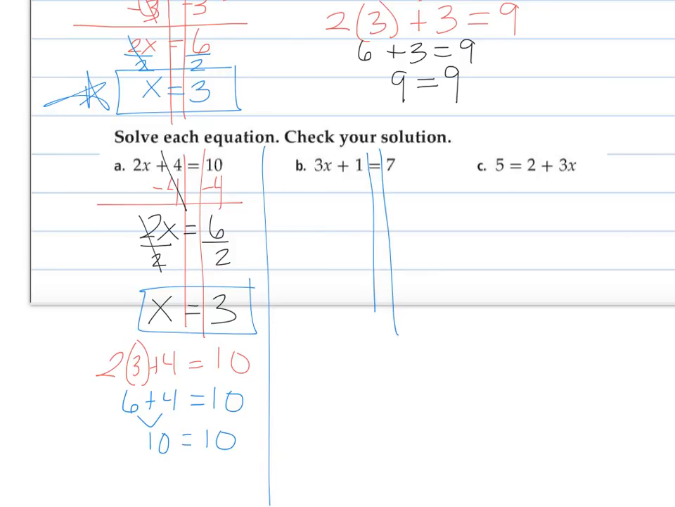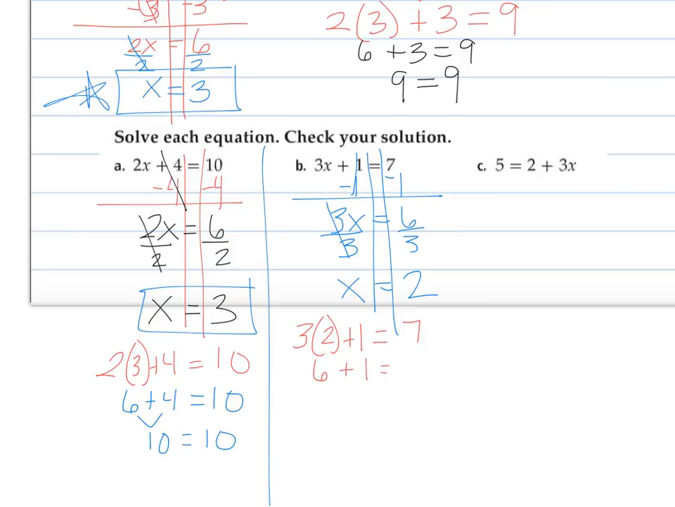Train tracks here. X is being multiplied by 3, then adding 1. Undo by taking that 1 back. So I have 3x is equal to 6. Undo that multiplication with division. 3 divided by 3 is 1. 6 divided by 3 is 2. Plug it back in to check to the original. 3 times 2 plus 1 equals 7. Multiplication first, 6 plus 1 should equal 7. 7 equals 7.